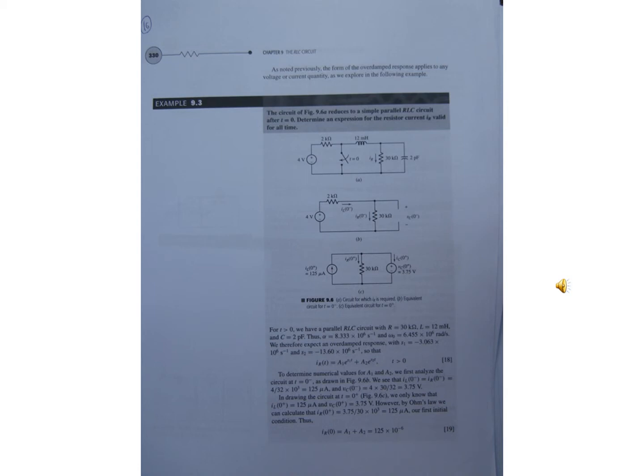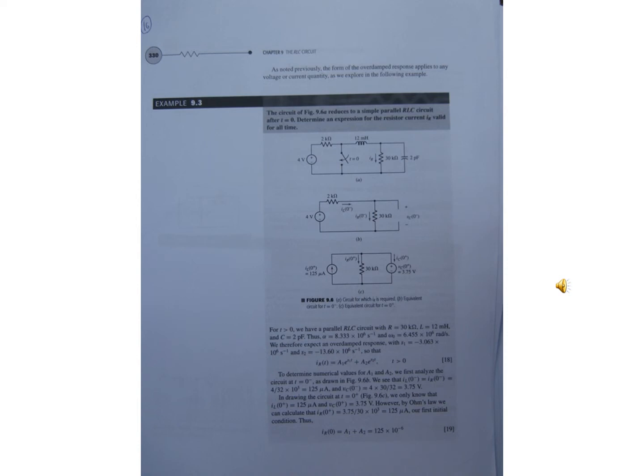So iR(t) is equal to A1 e power S1t plus A2 e power S2t. The S1 value and S2 value we substitute, so that we can get A1 and A2. iR(0 negative) is equal to the total voltage 4 volt, and the total resistance is 2 kilo ohm plus 30 kilo ohm, so that will be 32 kilo ohm. The 4 divided by 32 multiplied by 10 power 3, so that will be 125 microampere.